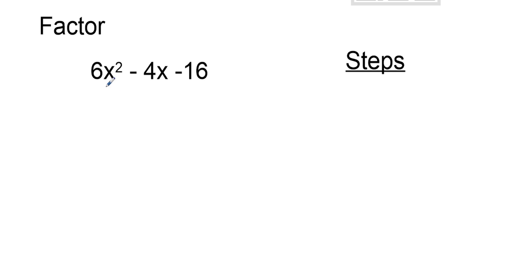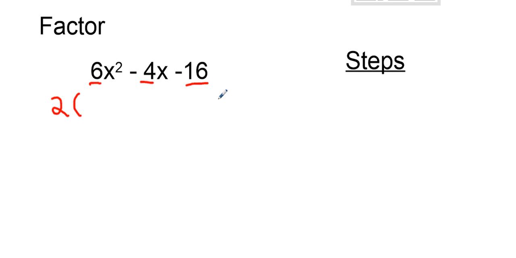The first thing we want to do when we factor is look for the greatest common factor. We want to factor out the greatest common factor. So if I look at 6, negative 4, negative 16, I notice that they're all even, so they have a factor of at least 2. Now 4 goes into 16, but 4 does not go into 6. So our greatest common factor is going to be 2. So I'm going to go ahead and write that down here.